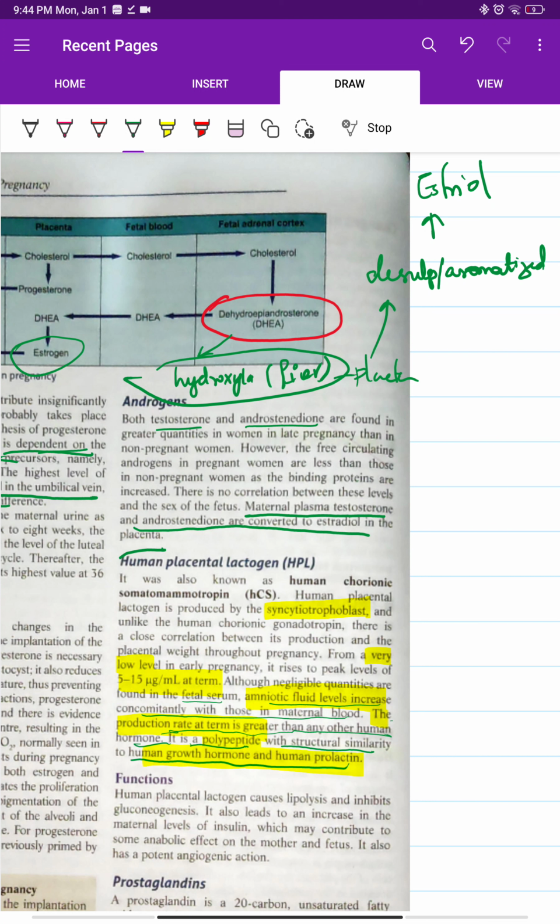Both this HCG as well as HCS are secreted from the syncytiotrophoblast. It is very low in amount in early pregnancy, and during pregnancy it will reach about 5 to 15 micrograms per ml at term. During the period of term, it will be the hormone greater in production than the others, and you can see it in the amniotic fluid level itself.